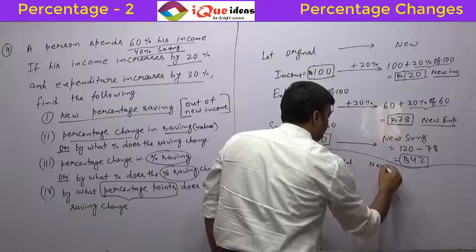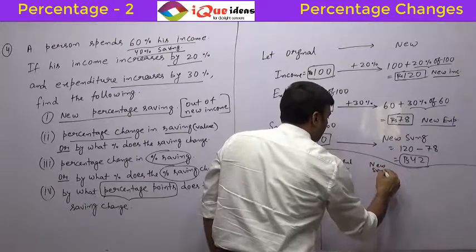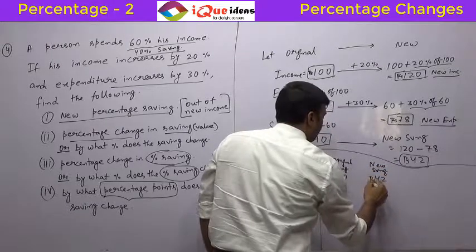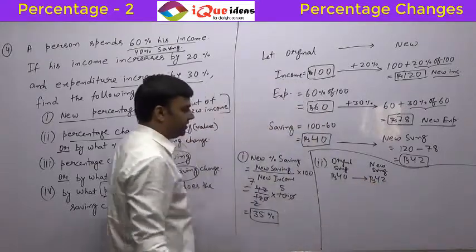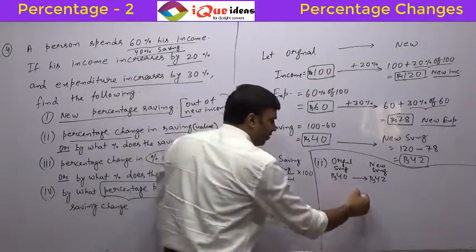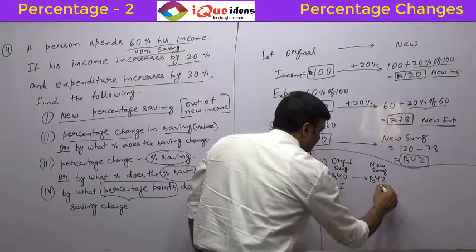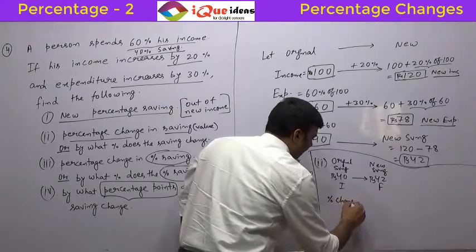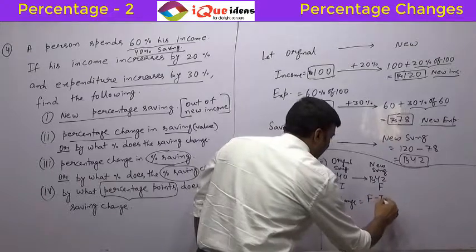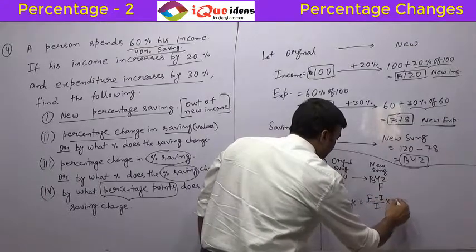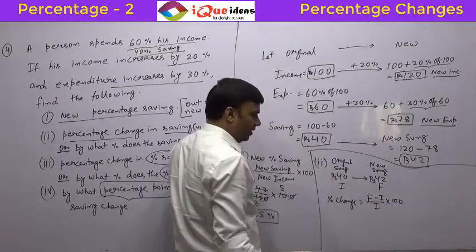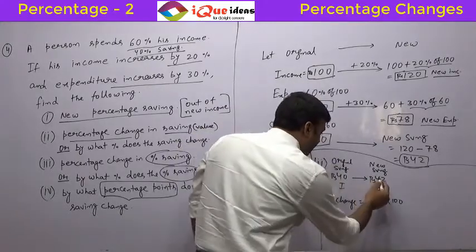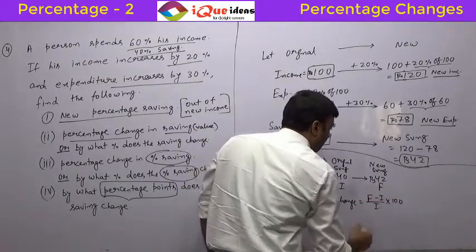New saving is 42 rupees. Question is, what is the percentage change from here to here? From 40 to 42. So this becomes the initial value, and this becomes the final value. And we know the percentage change is calculated as final minus initial divided by initial into 100. So in this case, it will be 42 minus 40 upon 40 into 100.